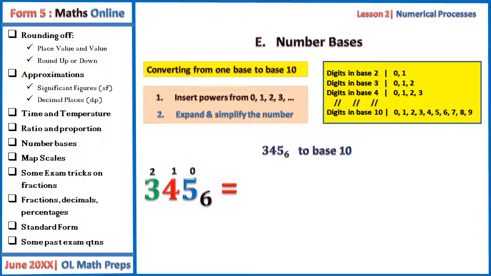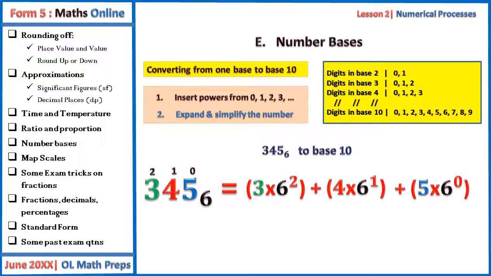Then we expand: 3 times 6 to the power 2. We are using the base to expand, just like in base 10. The next is plus 4 times 6 to the power 1, plus 5 times 6 to the power 0. Or for the last digit that carries a power of 0, you can just write plus 5. It's okay because 6 to the power 0 is 1.